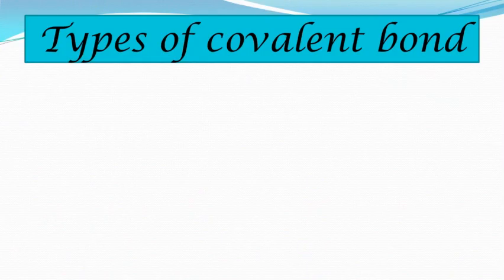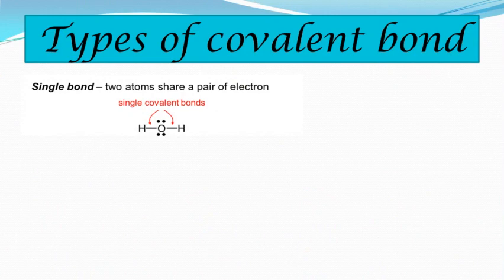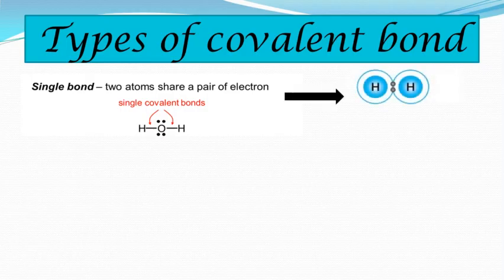Now let's understand the types of covalent bond. The first type is a single bond, which is formed between two atoms that share a pair of electrons. That means when atoms share two electrons, a single covalent bond is formed. An example is the hydrogen molecule. While sharing the two electrons, one single covalent bond is formed in the hydrogen molecule.